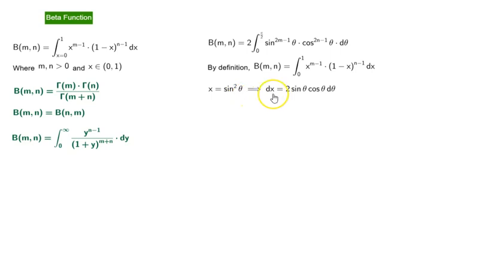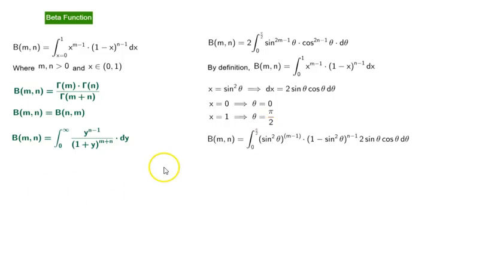And differentiating it, we get dx is equal to 2 sine theta cos theta d theta. Taking care of the change of limits, when x equal to 0, sine square theta equal to 0, that means sine theta is equal to 0, that means theta is 0. When x equal to 1, we have sine square theta equal to 1, that means sine theta equal to 1, that means theta is equal to pi by 2.